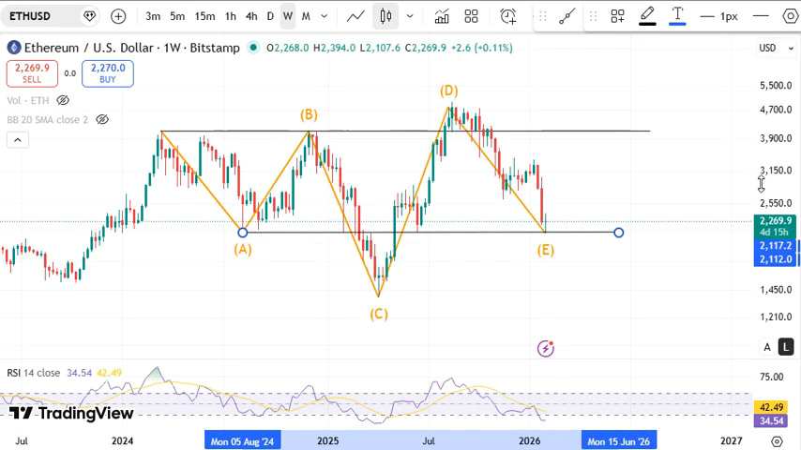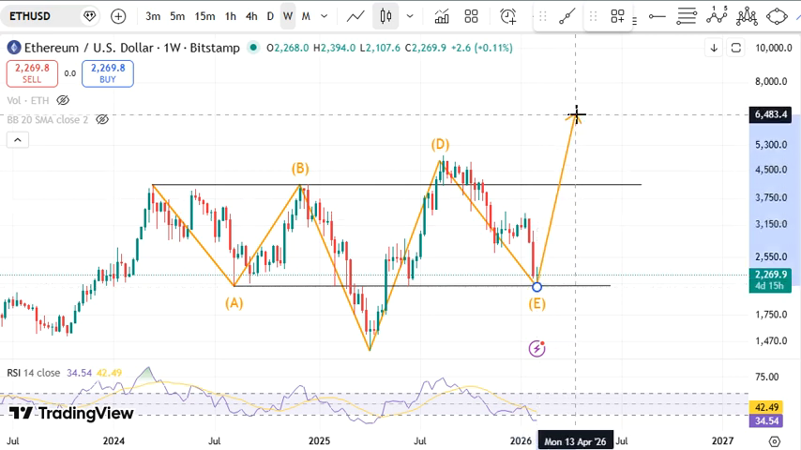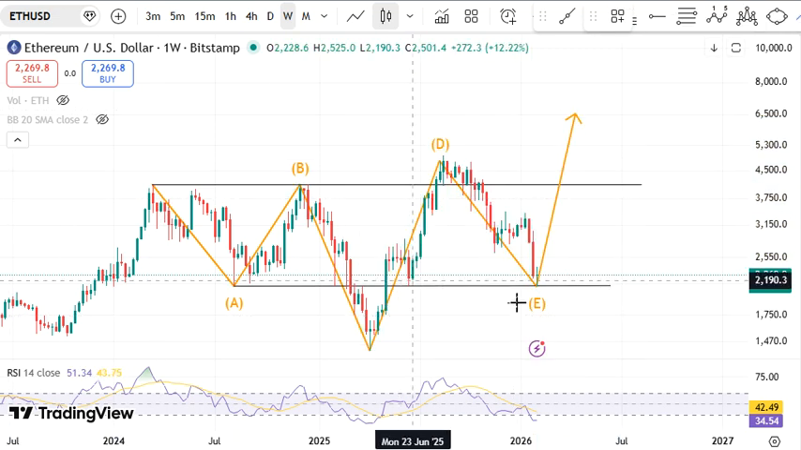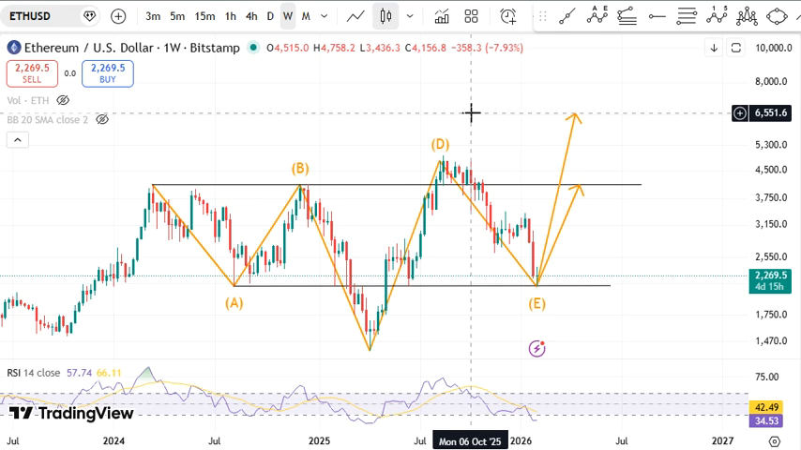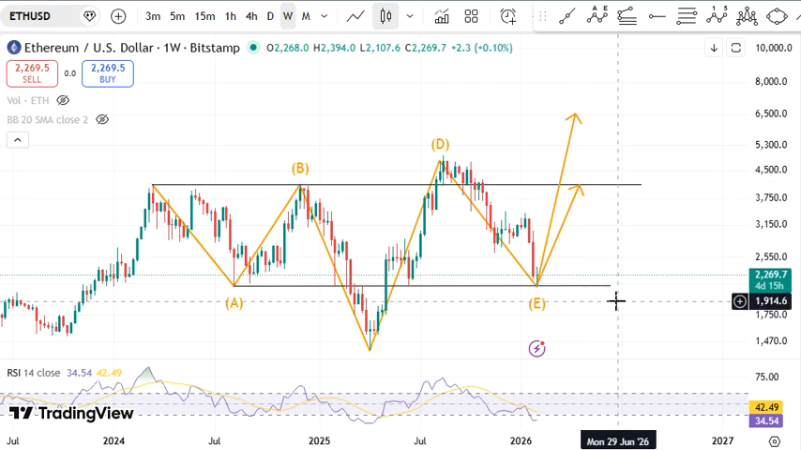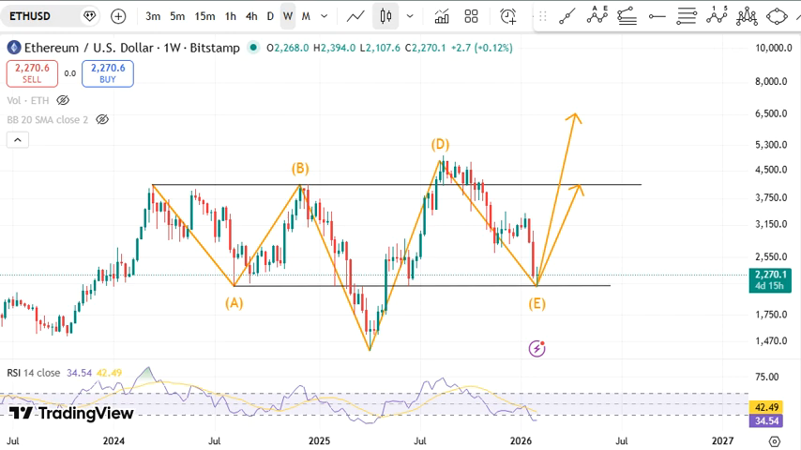So there is one possibility which says that Ethereum goes and makes a new high. Or if this doesn't happen, then there is also one possibility that Ethereum goes for this above resistance. So there is a possibility that Ethereum will reverse from this point and go up to 4,154. You know that Ethereum, BTC, Solana all work the same way. So if there is a possibility of an up move in Ethereum, there is also a possibility of an up move in Bitcoin and Solana.